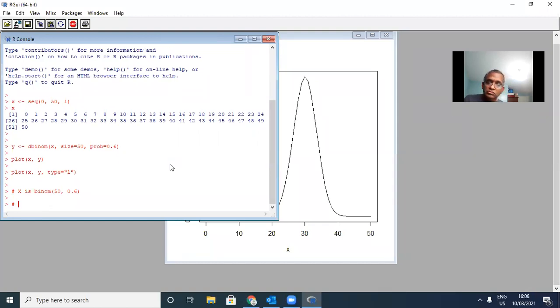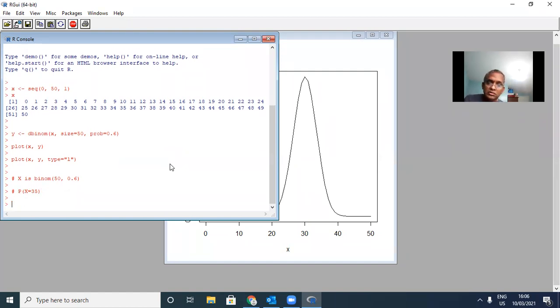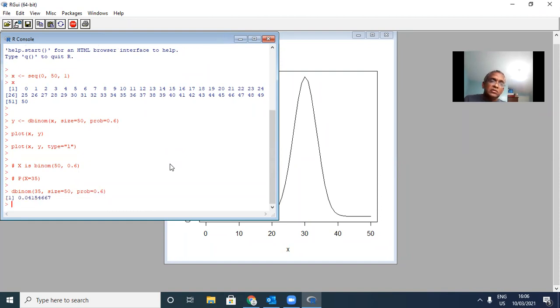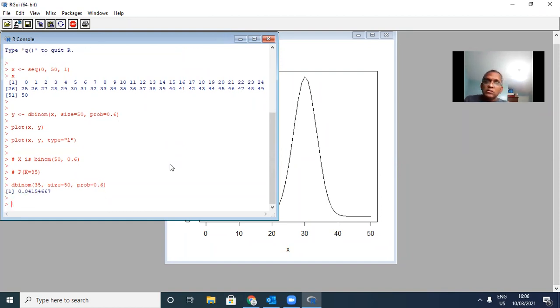And suppose you want to find the probability that x is, say, 35. To do this in R, you just use the command dbinom at 35 with size parameter equal to 50 and the probability parameter equal to 0.6. So the probability x equals 35 is 0.415, etc. Please, if you have questions, feel free to use the chat room.